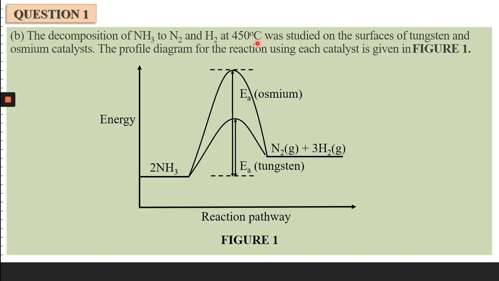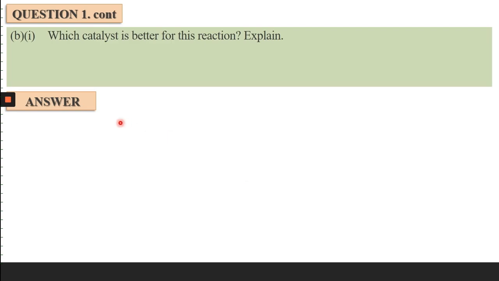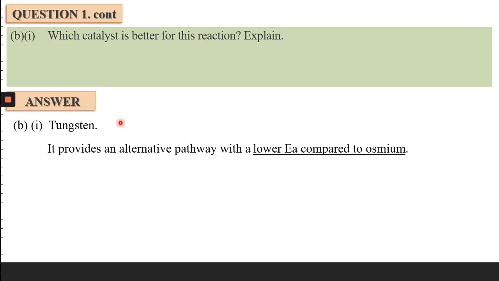Explain. Going back to the profile diagram, we can see here that when the reaction is using osmium as the catalyst, the EA or the activation energy is at a higher level on the energy axis. While if we are using tungsten as the catalyst, the EA or the activation energy is at a lower level on the energy axis. Therefore, the lower the activation energy, the better the catalyst for the reaction. So the answer is tungsten is the better catalyst. Reason why? Because it provides an alternative pathway that has lower activation energy compared to osmium. So these are the marks for this question.